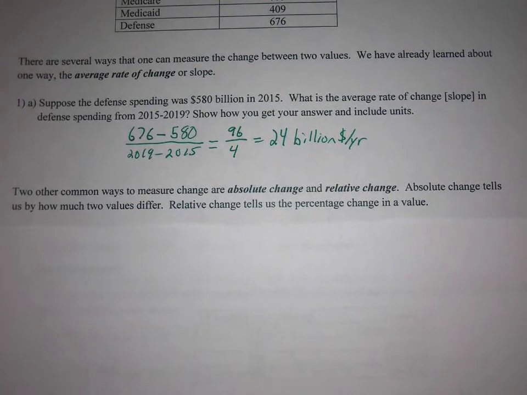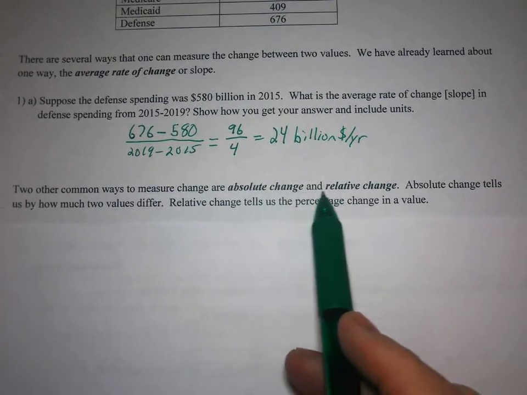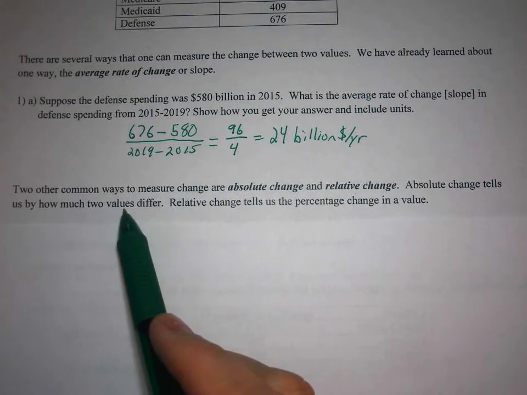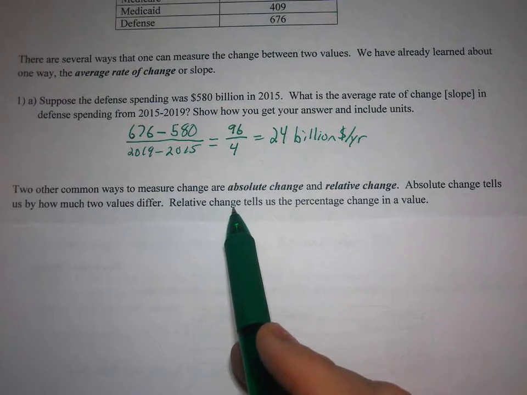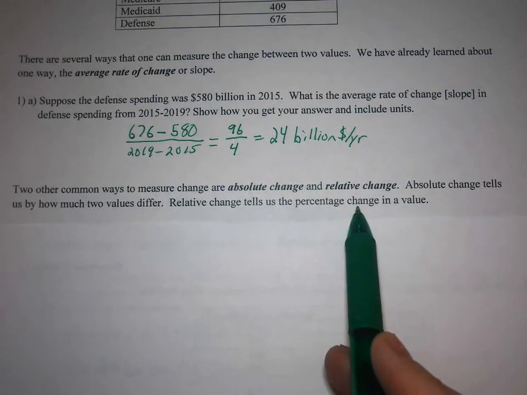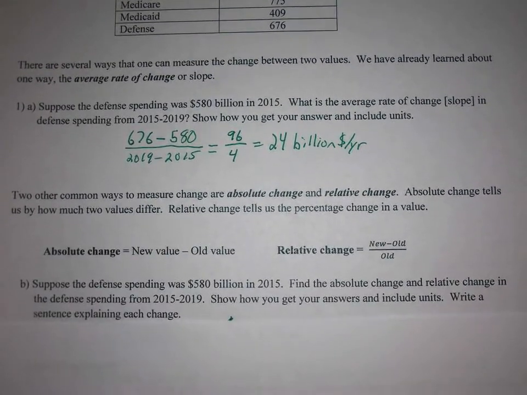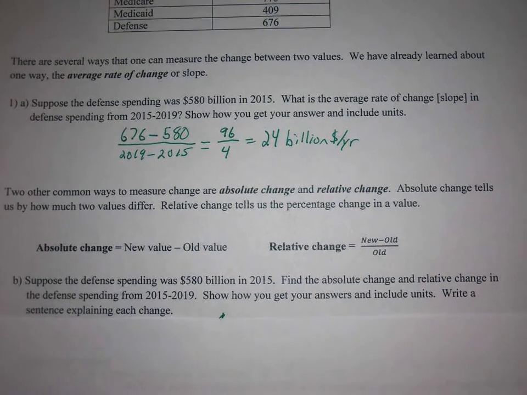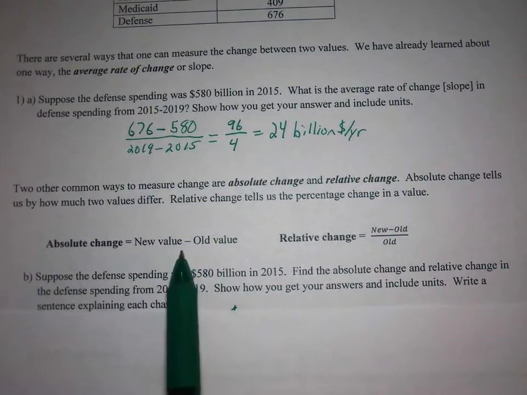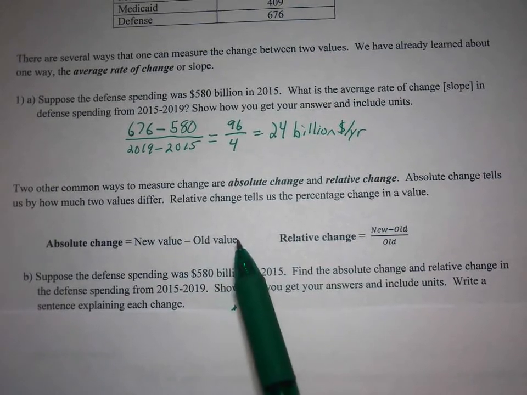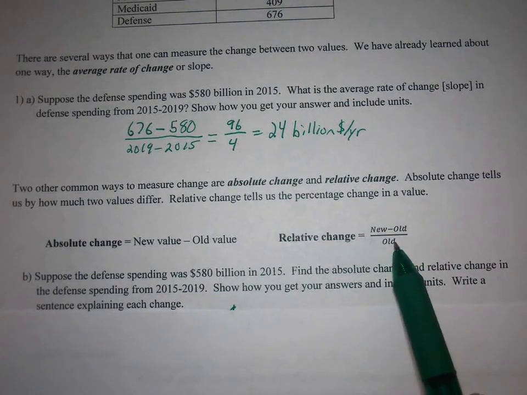What we're going to look at now are some different ways to measure change. One of them is absolute change, and the other is relative change. Absolute change tells us by how much two values differ. Relative change tells us the percentage change in a value. So if we look at that same example, we'll look at how to calculate each of those changes. So absolute change is the new value minus the old value, and relative change is that new minus old, but then you have to divide it by the old. And we'll get to what that means later on when we explain it.